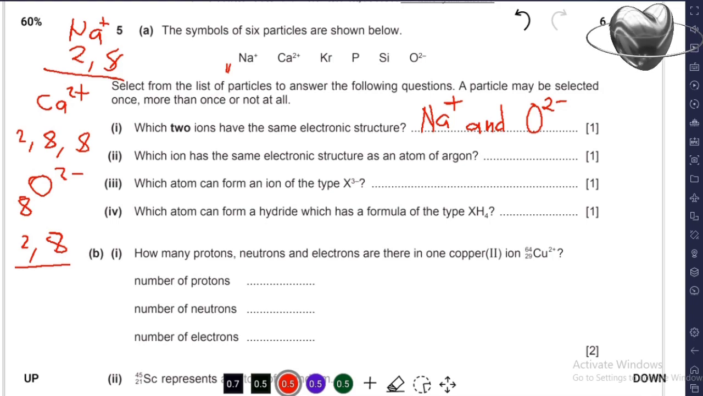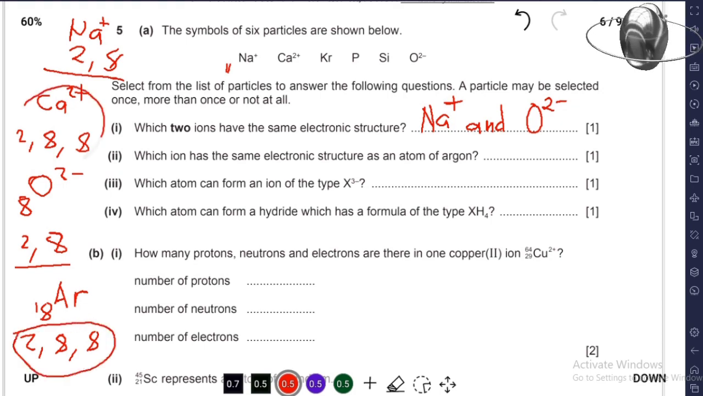Which ion has the same electronic structure as that of argon? Argon, the proton number of argon is 18, although I'm not having the periodic table, but I understand it's 18. So when we say argon 18, meaning the first shell 2, second shell 8, we have 10 in total, we remain with 8 in the outermost shell, meaning this electronic configuration of argon is similar to that of calcium ion. So here we are going to say calcium 2 positive.